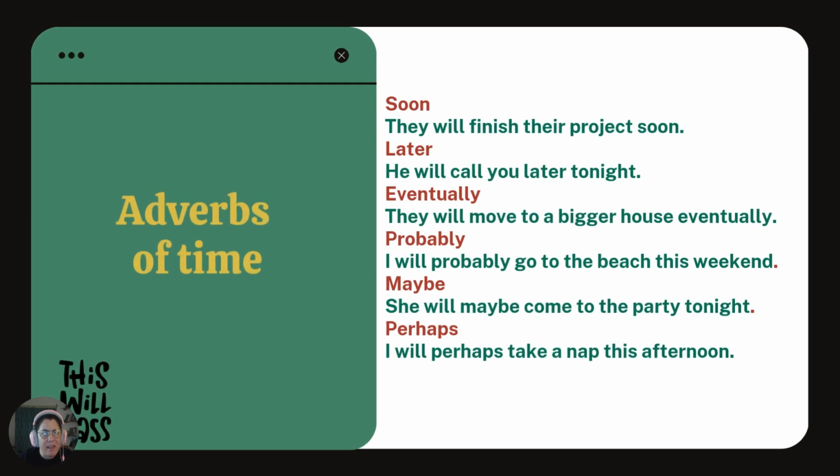Then, what are the adverbs we use with will? Soon, like they will finish their project soon. Later, we can call you later tonight. Eventually, they will move to a bigger house eventually. Probably, I will probably go to the beach this weekend. Maybe she will maybe come to the party tonight. Perhaps I will perhaps take a nap this afternoon. As you see, all of these are activities that are not planned. They are not planned.